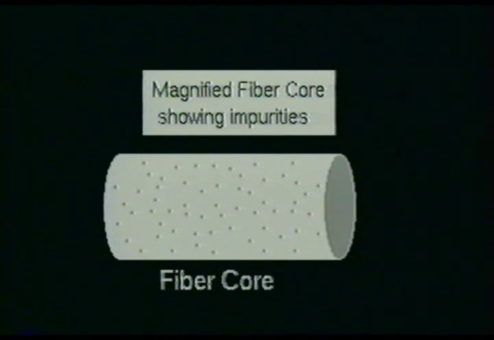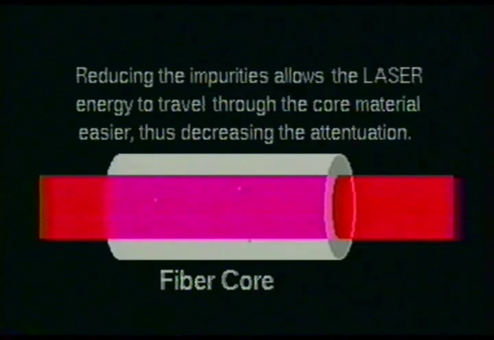It was soon discovered that it was not the properties of the glass itself which created the high attenuation, but rather, it was the impurities contained within the glass. By removing the impurities, the engineers theorized that the attenuation of the glass could be greatly reduced. Their prediction proved to be very accurate.